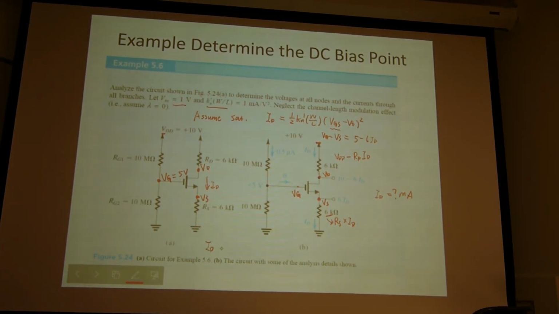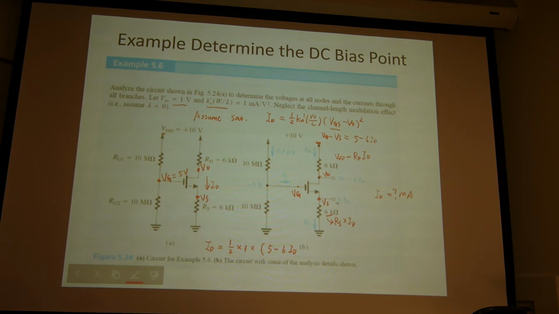ID equals half Kn prime W over L. So it will be half. And Kn prime W over L is given as 1. The unit is milli, so let's skip that. Later we will know that the current we solve for will have the unit milli. So it's 1, and then times VGS minus VT. What is VGS? VGS is the VG, which is 5 volts, minus VS, which is 6 ID.